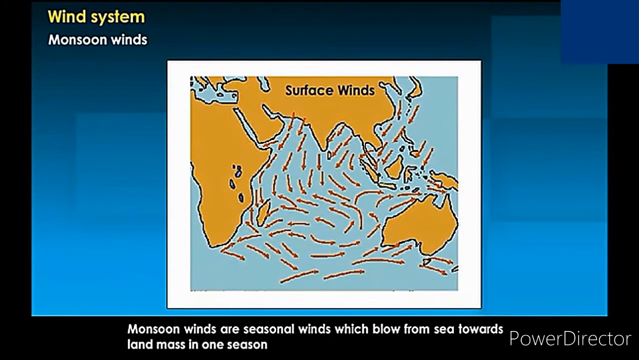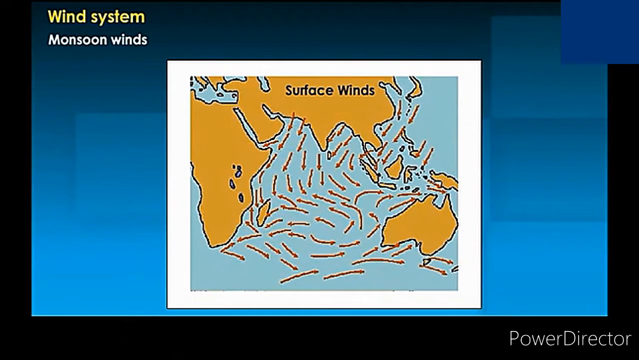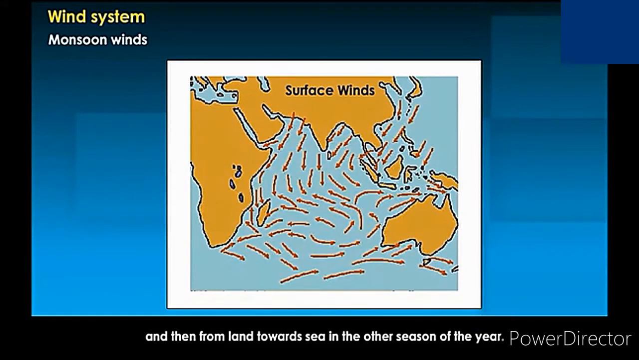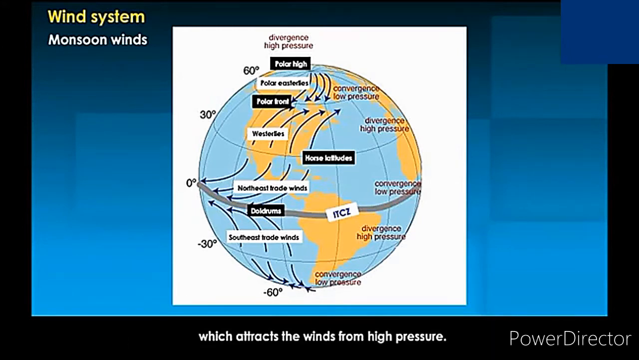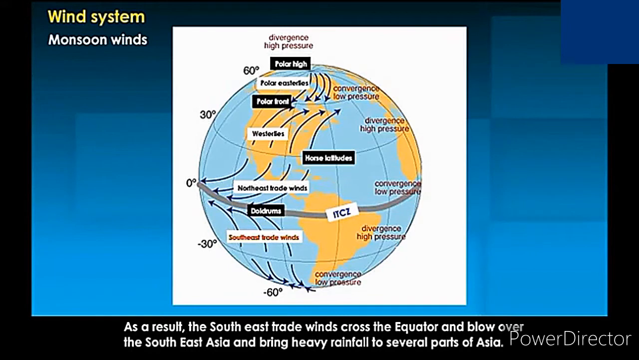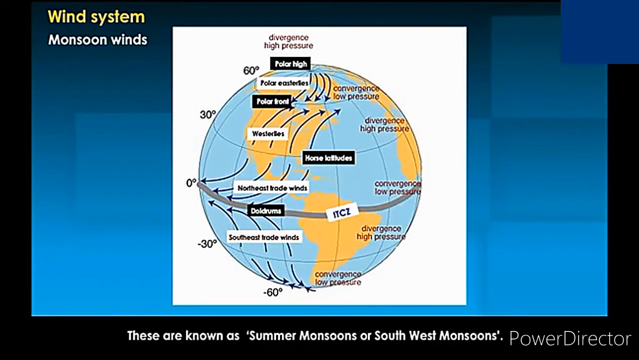Monsoon winds are seasonal winds which blow from sea towards landmass in one season, and then from land towards sea in the other season of the year. During summer season, the land mass heats up rapidly and an intense low pressure area develops over Central Asia, which attracts the winds from high pressure. As a result, the southeast trade wind across the equator blows over Southeast Asia and brings heavy rainfall to several parts of Asia. These are known as summer monsoon or southwest monsoons.